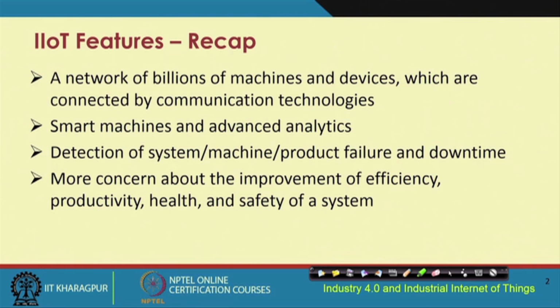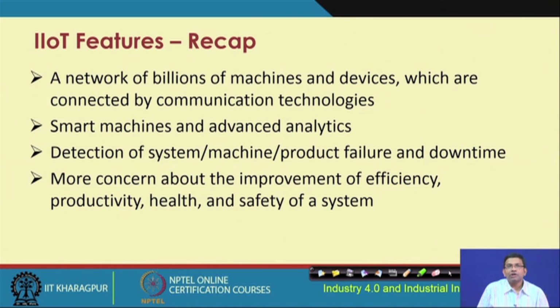If we take a recap of the IIoT features, in IIoT we are talking about a large number of industrial machines, connected machines having different sensor nodes, devices and so on. These sensor devices are connected through different communication technologies. So, basically these sensor devices are connected to one another, which in turn makes the host machines connected to one another.